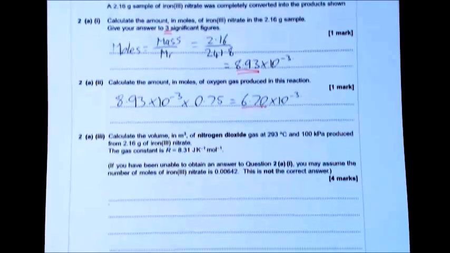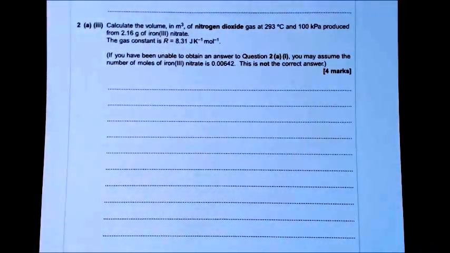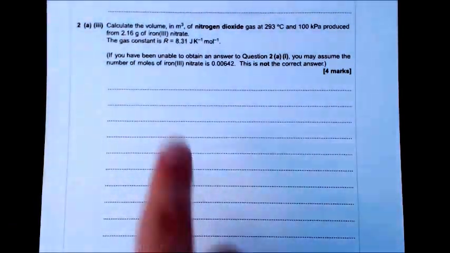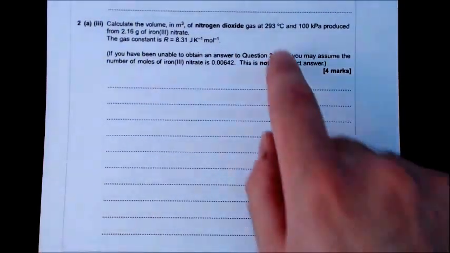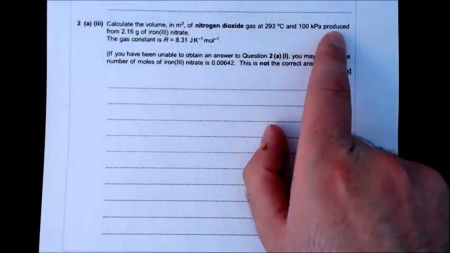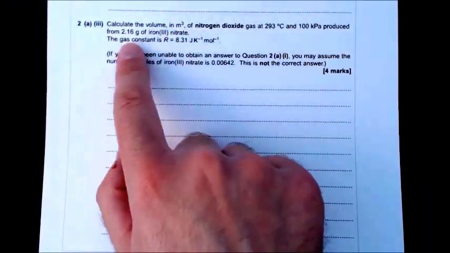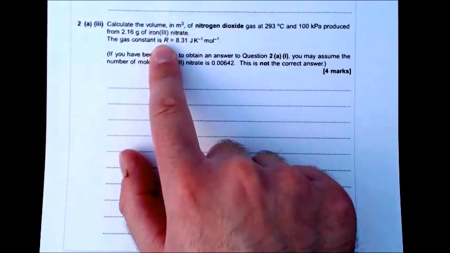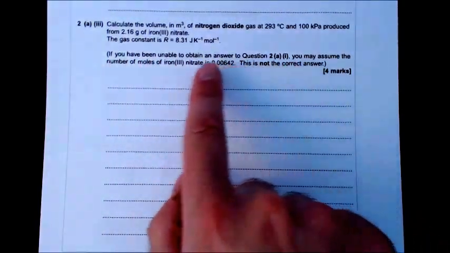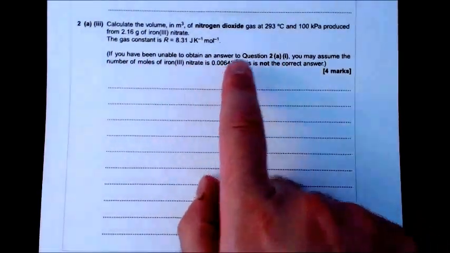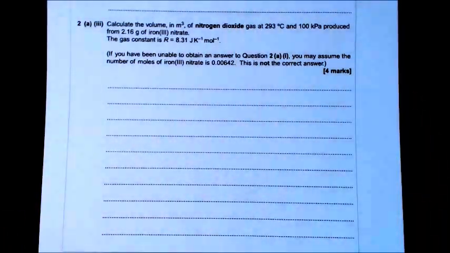Okay, so if we look at the next question, this question is a little bit bigger, and what it's wanting us to do is to calculate the volume in meters cubed of nitrogen dioxide gas at 293 degrees Celsius and 100 kilopascals, produced from 2.16 grams of iron 3 nitrate, and they've given us a gas constant, R, which is 8.31 joules per Kelvin per mole. Now you can see they give you a number here if you've been unable to work that out. If you've not worked out the previous one, we'll just use the number that we've got there.